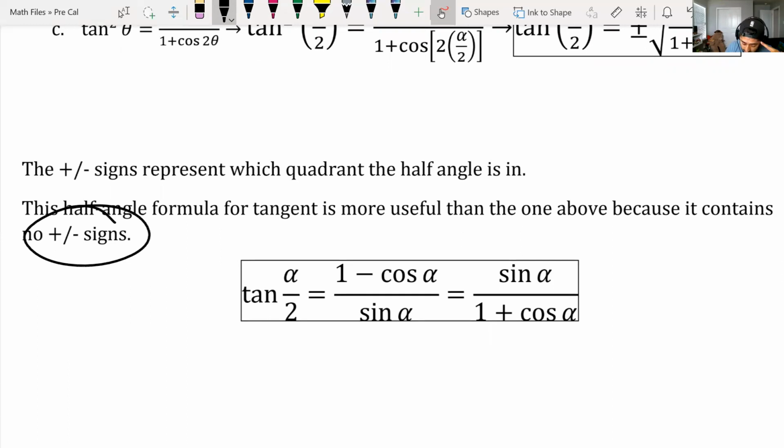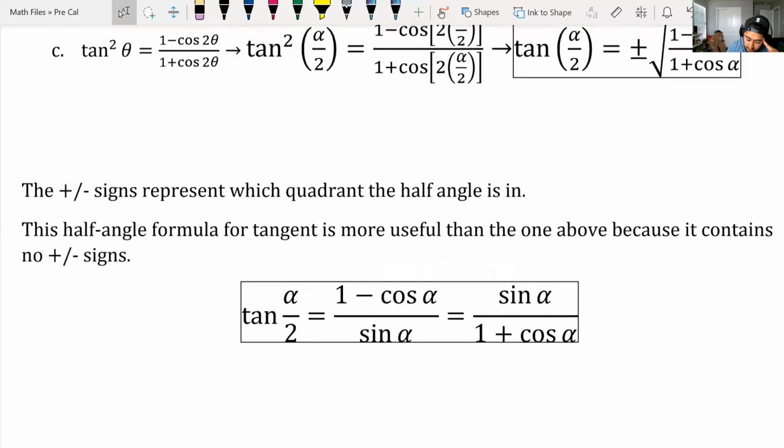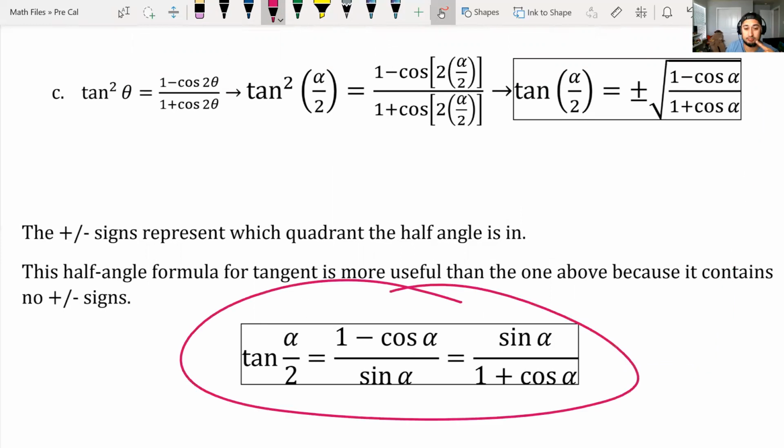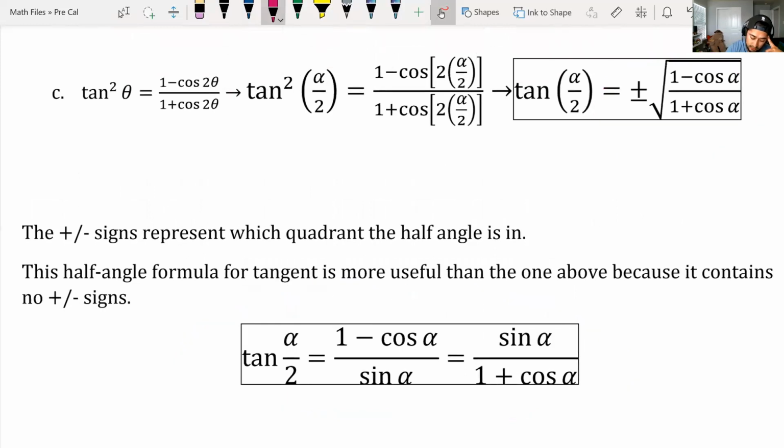So choose either one. You can choose whichever one you want. No matter what, you will get an equivalent expression. They will not look the same, but they will be equivalent. And we'll get into that later. And I mean, this option looks better because it doesn't involve the mess of the square roots. So it's up to you which one you want to use. Okay, let's try them out.